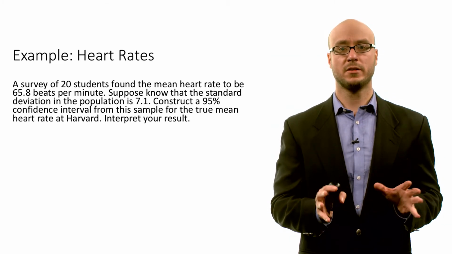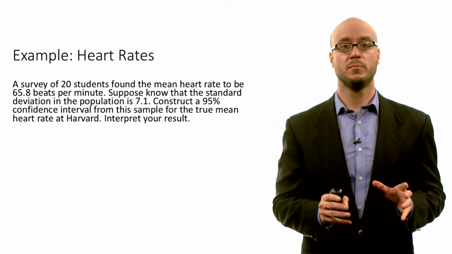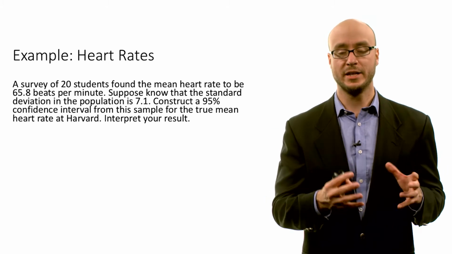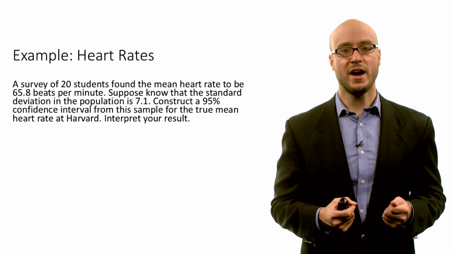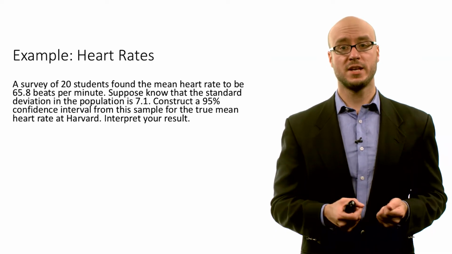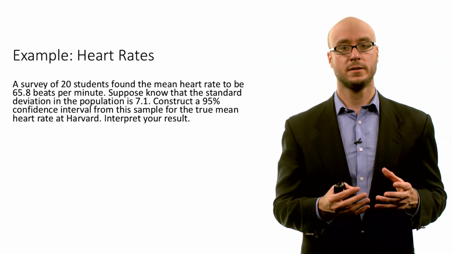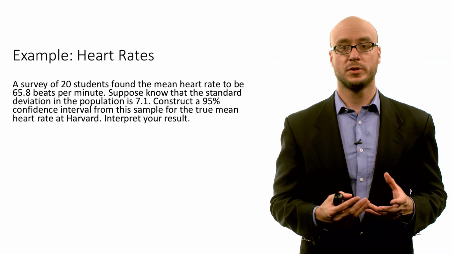Suppose we know the standard deviation of the population is 7.1 beats per minute. So that's our value of sigma. That's the population standard deviation. Let's construct a 95% confidence interval from the sample for the true mean heart rate. Right? And let's interpret the result.